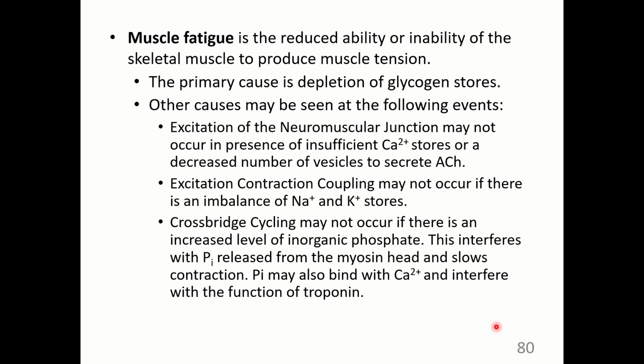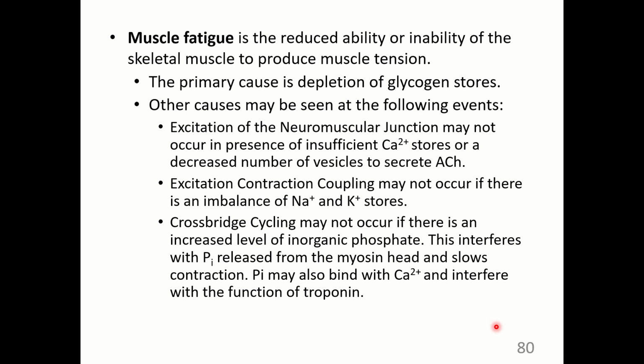Other causes may be seen at the following events. Excitation at the neuromuscular junction may not occur due to the presence of insufficient calcium ion stores or a decreased number of vesicles to secrete the acetylcholine, or as we saw earlier, myasthenia gravis, where we don't even have the receptors for acetylcholine on the motor end plate. Excitation contraction coupling may not occur if there is an imbalance in electrolyte stores, like the sodium ions and potassium ions.